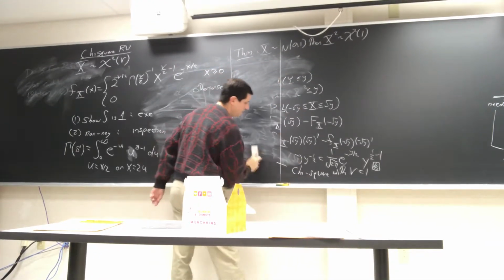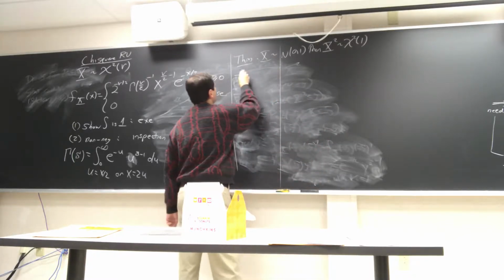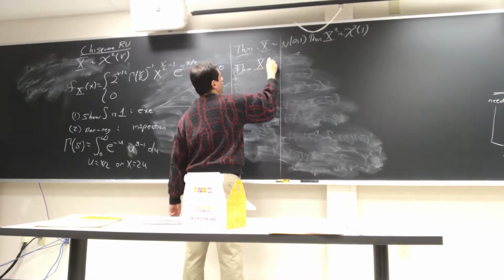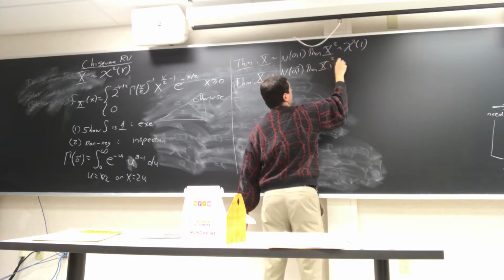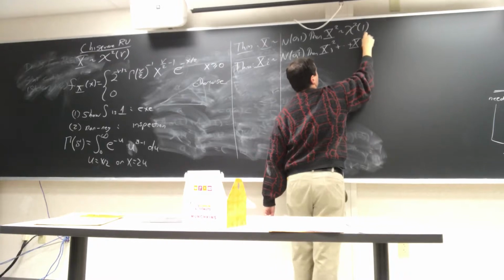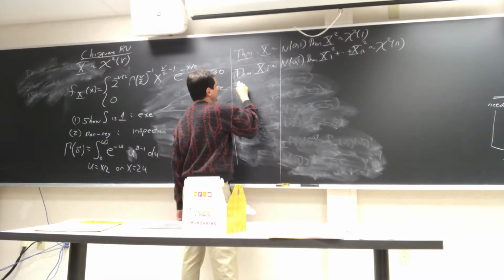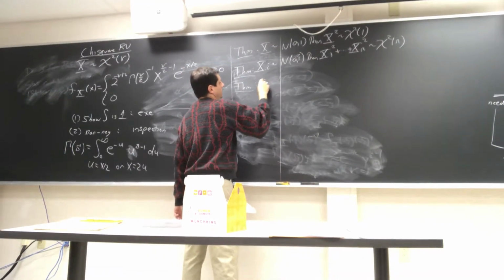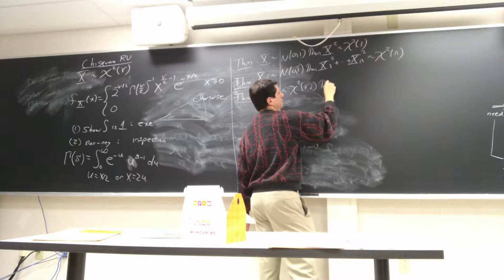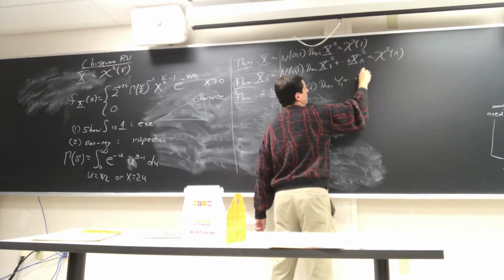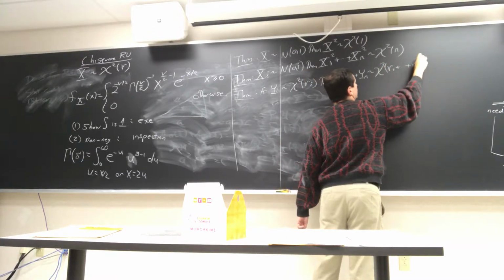So the first theorem we've now proven. The second theorem: if x_i is normal 0, 1, then x_1 squared plus ... plus x_n squared is chi-squared with n degrees of freedom. And the last theorem: if y_i is chi-squared with nu_i degrees of freedom, then y_1 plus ... plus y_n is chi-squared with nu_1 plus ... plus nu_n degrees of freedom.